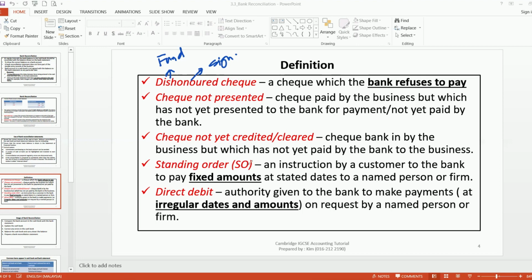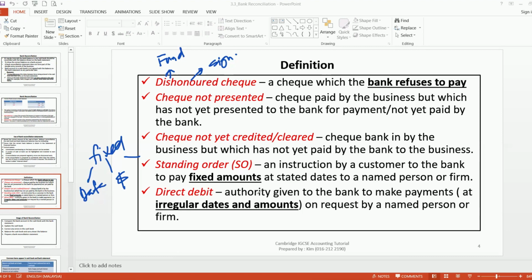Standing order. A standing order is an instruction by the customer to the bank to pay a fixed amount on a stated date to a named person or firm. Normally, with a standing order, you have a fixed date of payment and a fixed amount. So that is easier: you instruct the bank just one time, and after that they will follow the date, set it into the system, and then they can auto transfer out your money.